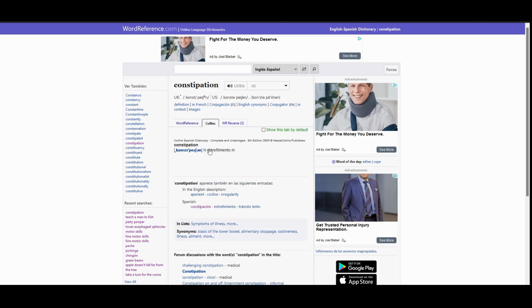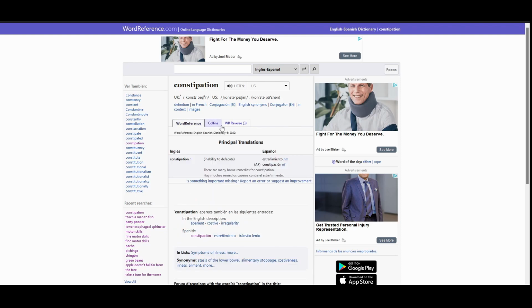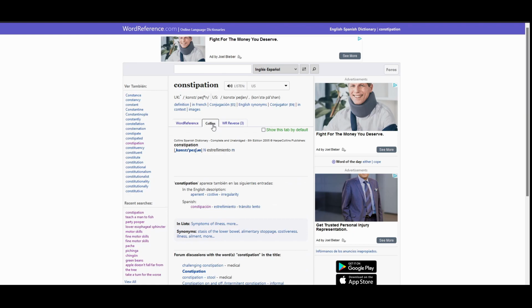And then here under Collins Spanish-English Dictionary, you have estreñimiento. So you can check the unofficial and the official sources. Now, let's try to look up something in Spanish.